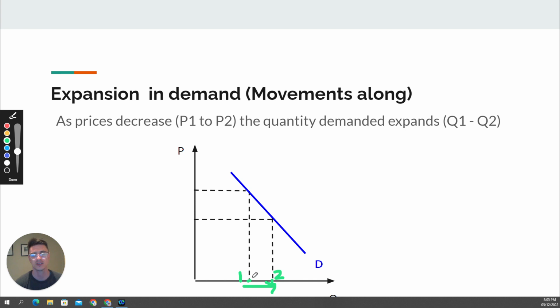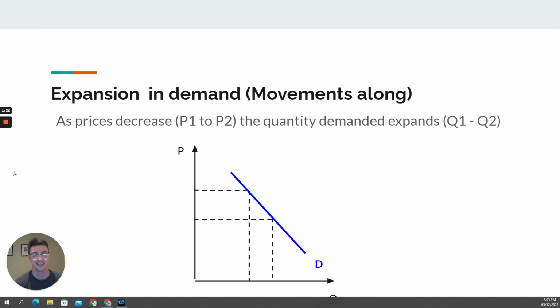Now we're just extending that a little bit more and asking, what happens along the demand curve? Well, if there's a decrease in price, then we're going to want more. This movement along the curve, from this equilibrium to this equilibrium, is what we call an expansion. A little trick: whenever you move along the curve to the right, that's always an expansion.